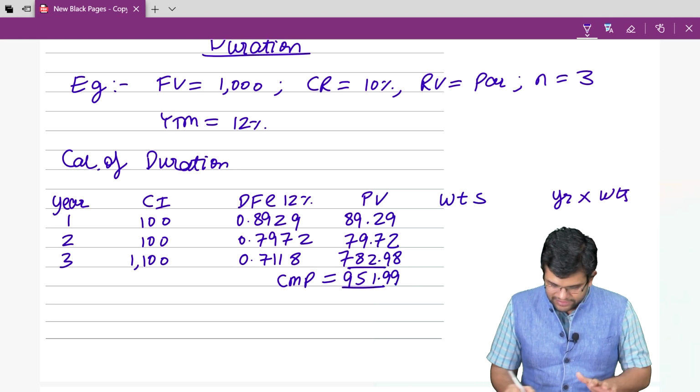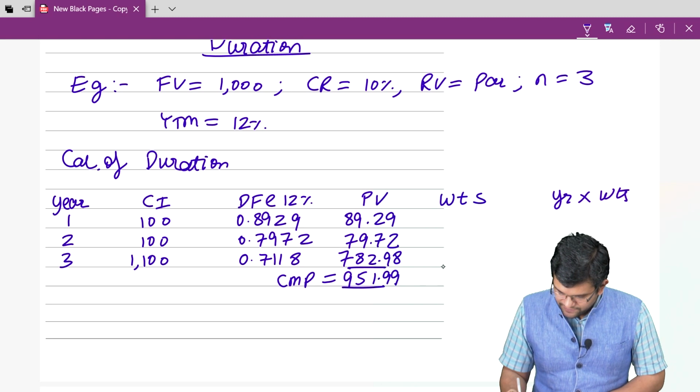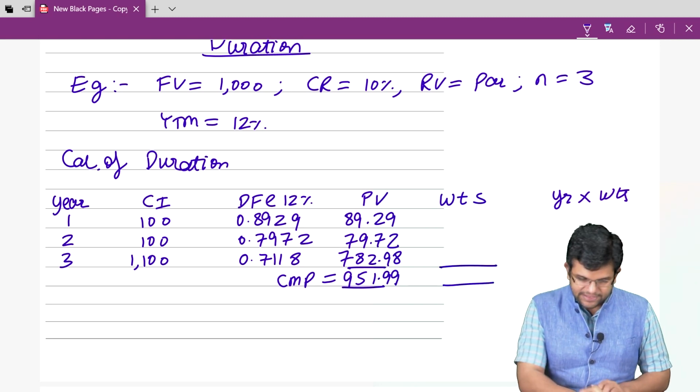So children, this becomes your current market price. Now as far as the weights are concerned, children, how do I calculate weights?